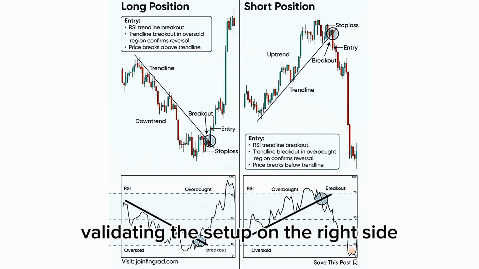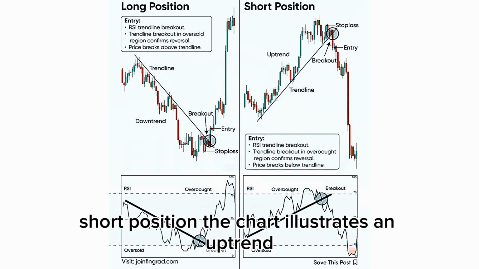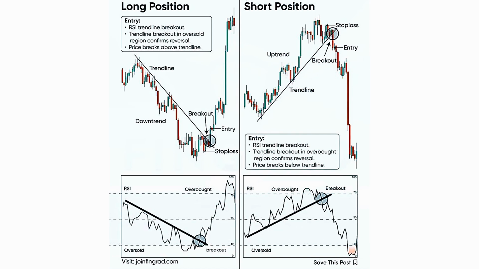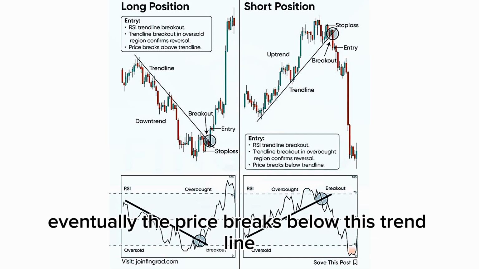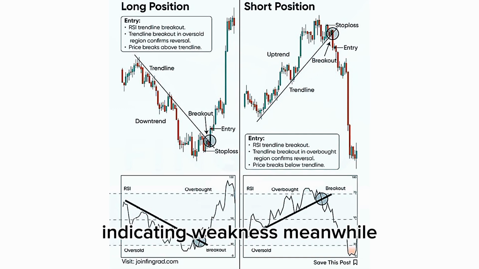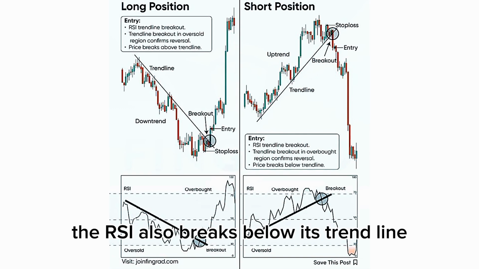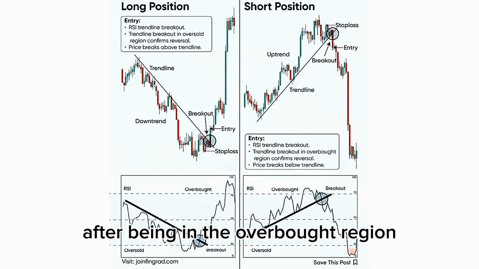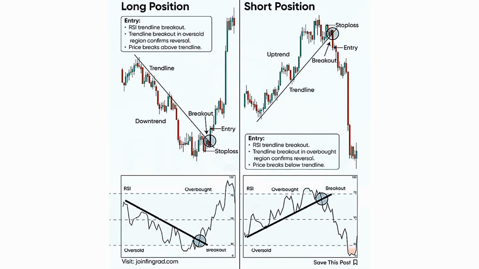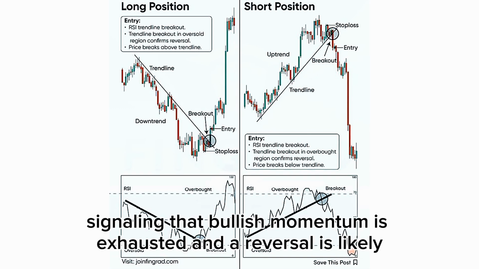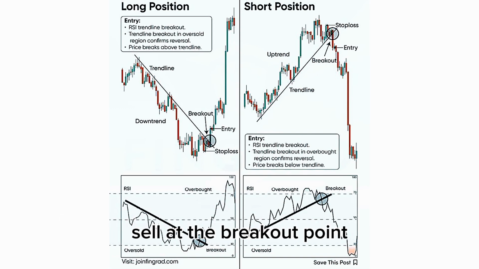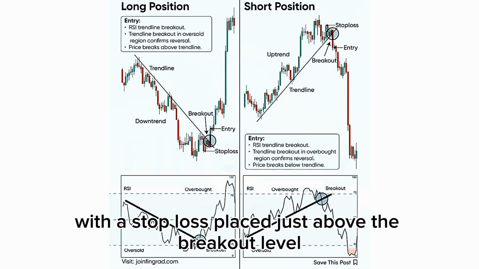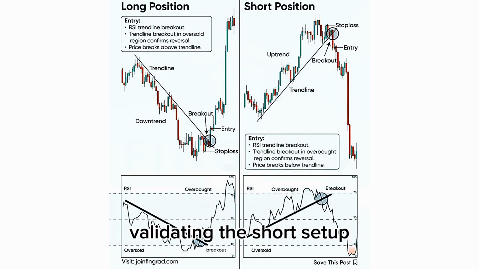On the right side, short position, the chart illustrates an uptrend where the price has been moving higher. An upward trend line connects the higher lows, showing bullish momentum. Eventually, the price breaks below this trend line, indicating weakness. Meanwhile, the RSI also breaks below its trend line after being in the overbought region, above 70, signaling that bullish momentum is exhausted and a reversal is likely. This provides confirmation to take a short trade, sell, at the breakout point, with a stop loss placed just above the breakout level. After entry, the price falls sharply, validating the short setup.